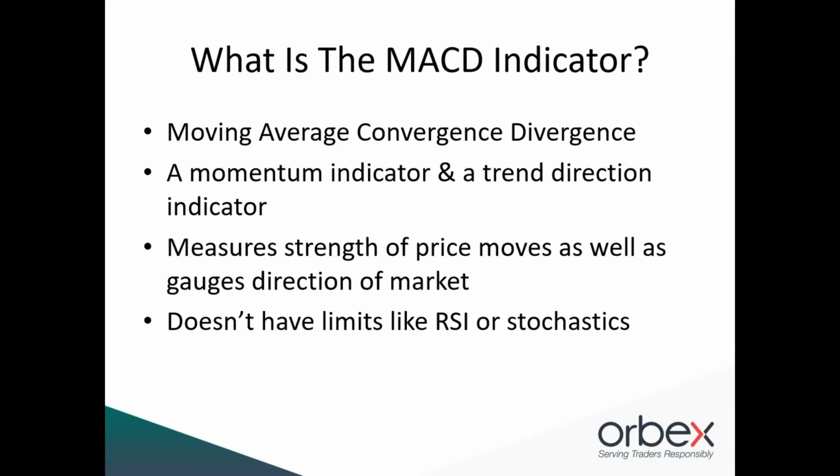So for those of you who were in the webinars that we did about the RSI and stochastics indicators, you'll remember that they both have upper and lower limits, and they oscillate between these limits. So the difference here is that the MACD indicator doesn't have any upper or lower limits. So it measures momentum, but it doesn't have upper or lower limits. As I say, we'll discuss the details of the indicator as we move through and look at some practical examples.